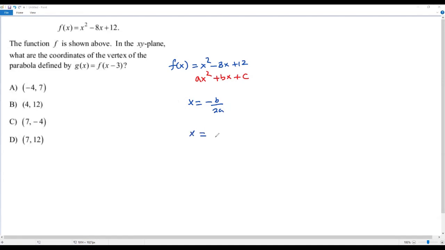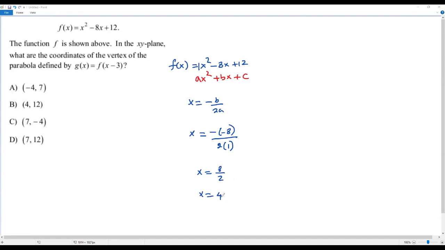Then we get x equals negative b, where b is the coefficient of x. In the given quadratic function, the coefficient of x is negative 8. We can plug in this negative 8 for b over here. Then we get 2 times the value of a. a is the coefficient of x squared. In the given quadratic function, the coefficient of x squared is just 1. So that is 2 times 1. Then negative times negative becomes positive, 8 divided by 2. Then we get x equals 4. Now I got the x coordinate of the vertex of the function f of x.